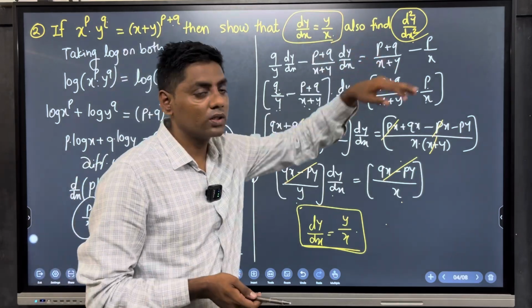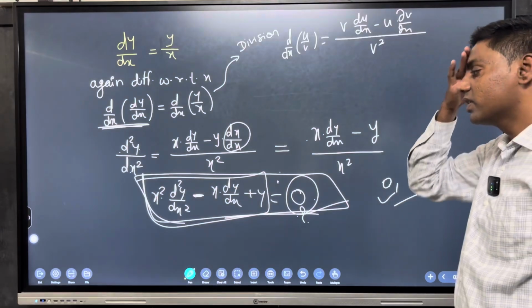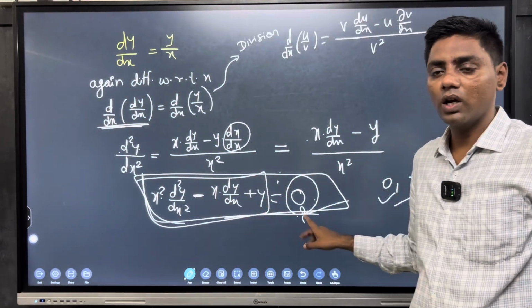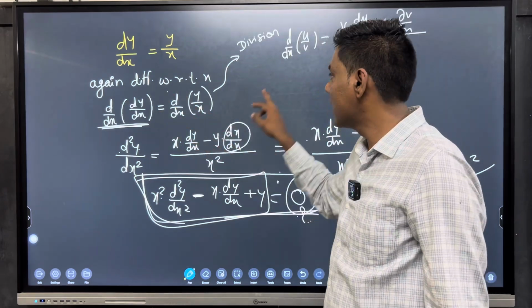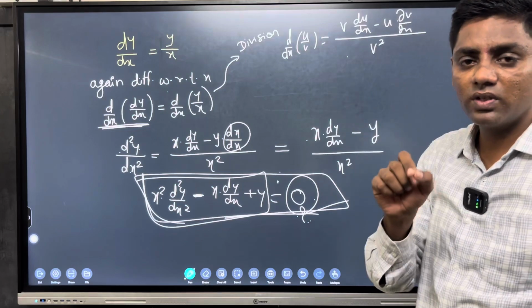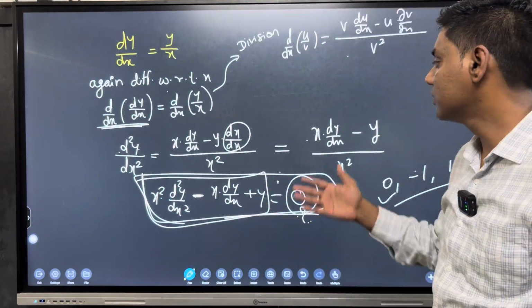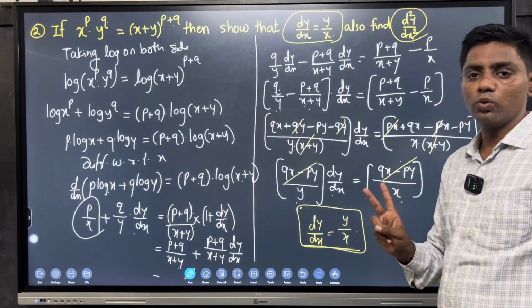And when you solve for the differential equation in second order, it is simple. Again take the differentiation with respect to x, apply the simple property, that is the division property, and after applying the division property you get the final answer. In such a way we complete the two questions.